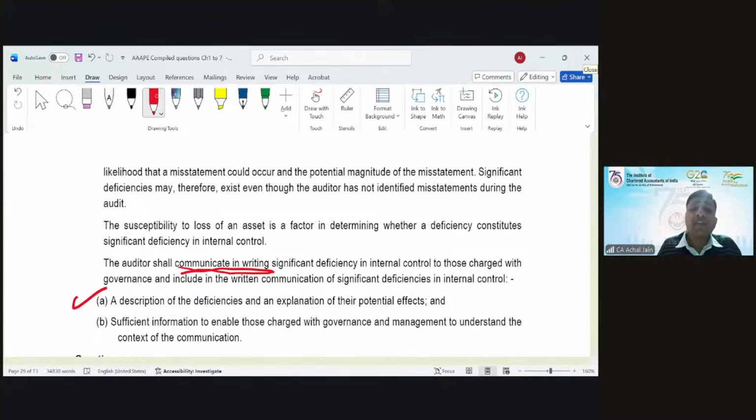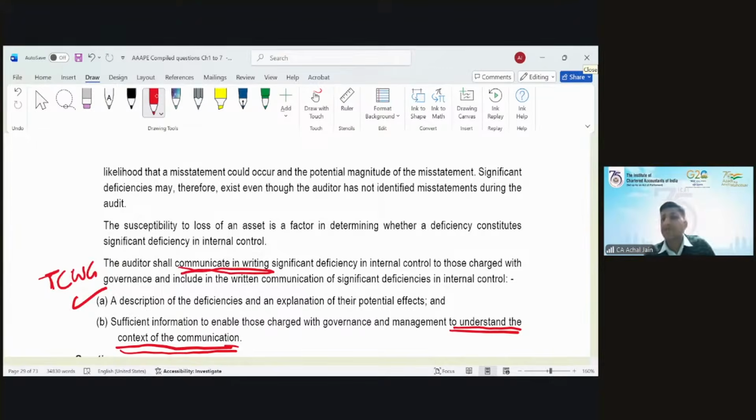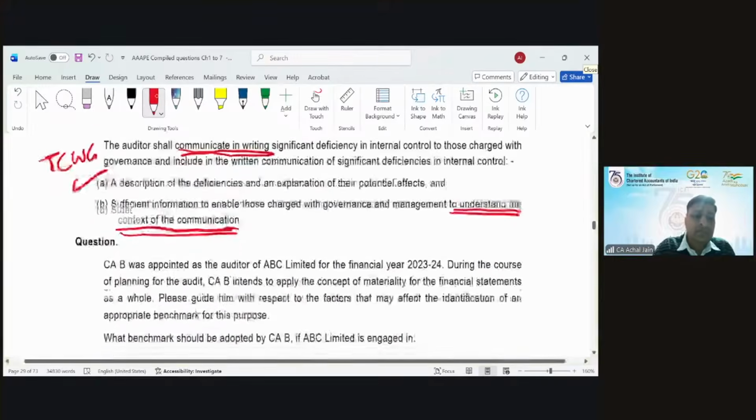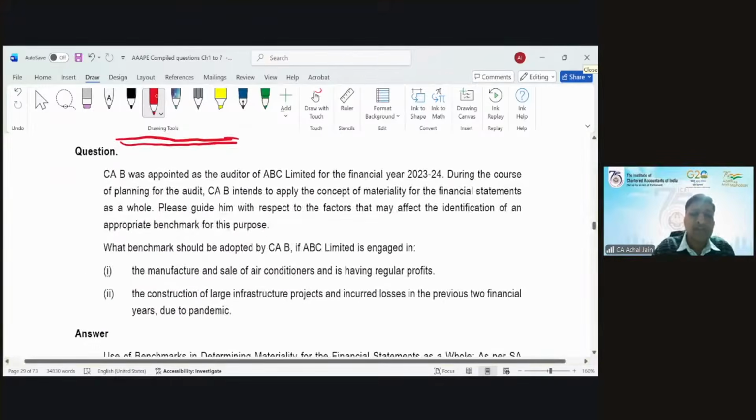Sufficient information to enable TCWG. What is TCWG? Those charged with governance. Okay, TCWG. So sufficient information to enable TCWG and the management to understand the context. So it's very important the matter is explained. Okay. So they can understand as to what is required, what is really being discussed. Yes or no? Yeah. All right. So let's look at the next one.